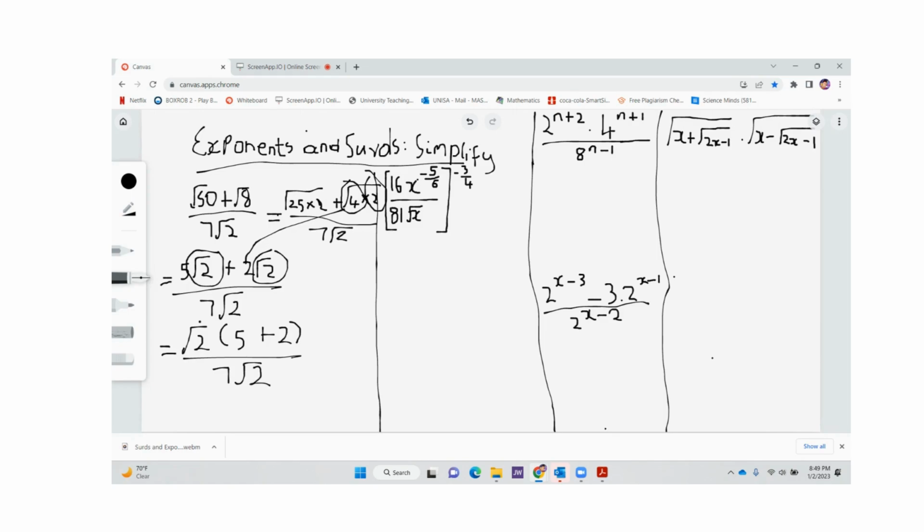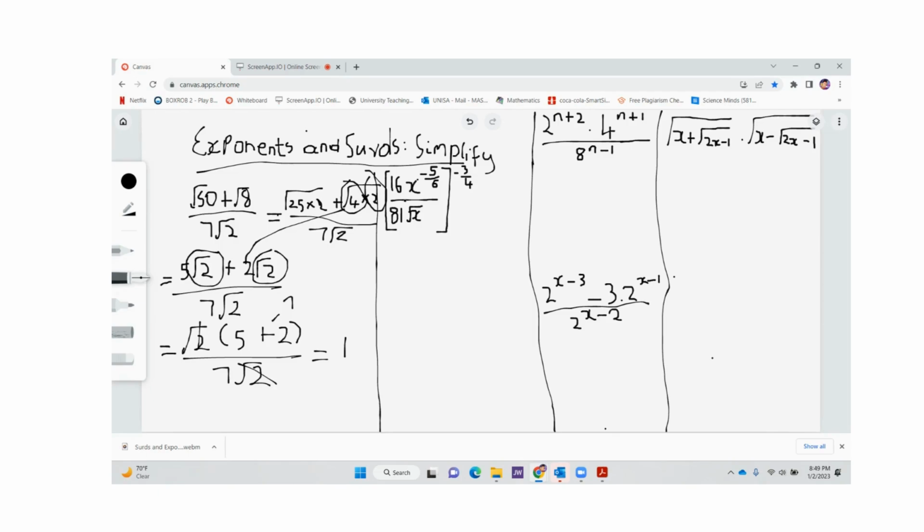All right. Root 2 cancels with root 2 quite immediately. And then 5 plus 2 is a 7. So we're going to have 7 divided by 7, which is equal to 1. So the answer is 1 there. And then this side, how do we go about simplifying this?